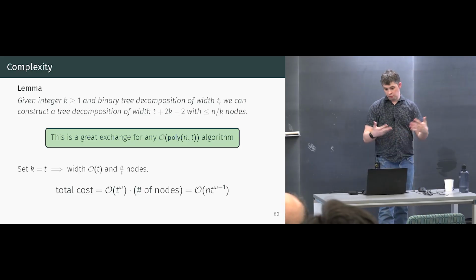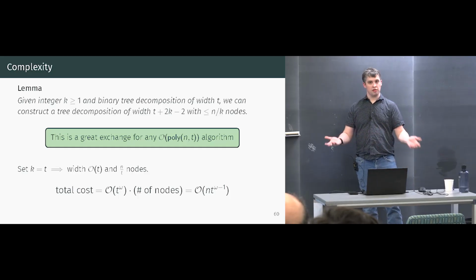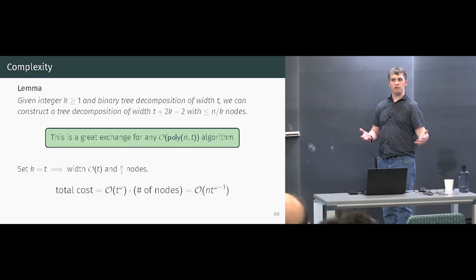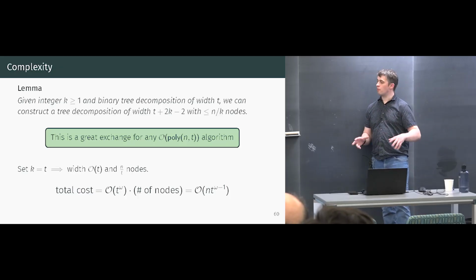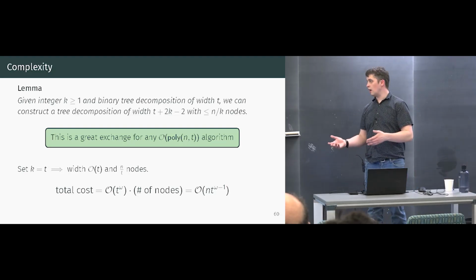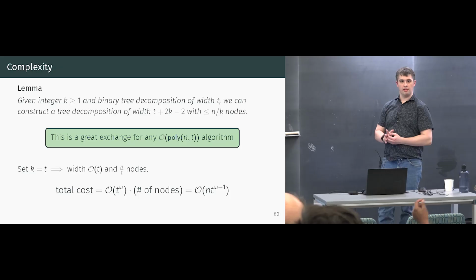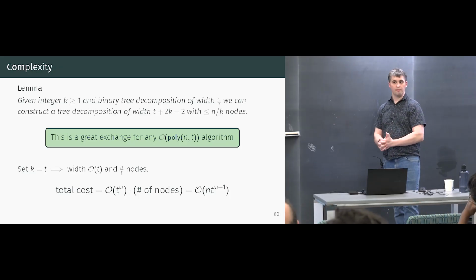Okay, so what we do then is set k to be t. The width will increase by like 2t, so overall it's maybe triple what it was at the start, but it's still on the order of t. Whereas the number of nodes is n over t, and so we get exactly the complexity we were hoping for, this n t to the omega minus 1.